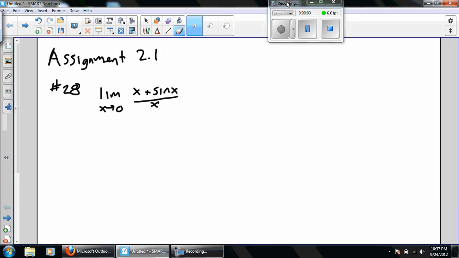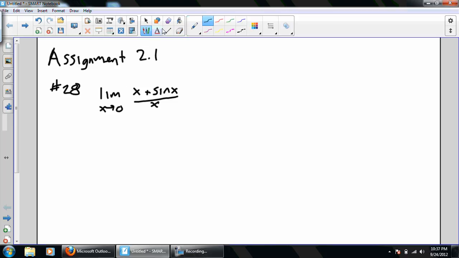Hello, calculus students. We are going to be continuing our discussion on assignment 2.1, specifically looking at number 28 and 29. We're going to review what we did in number 28 and then see how that applies to number 29. So for 28, we're looking at the limit as x approaches 0 of x plus the sine of x, all over x.